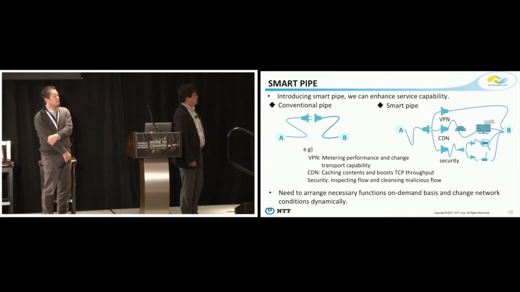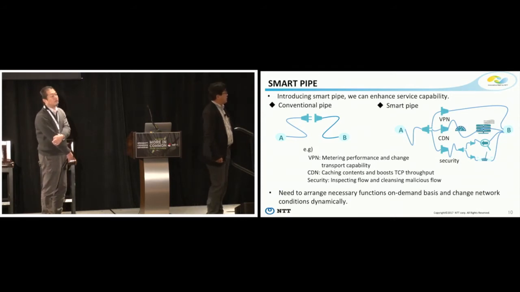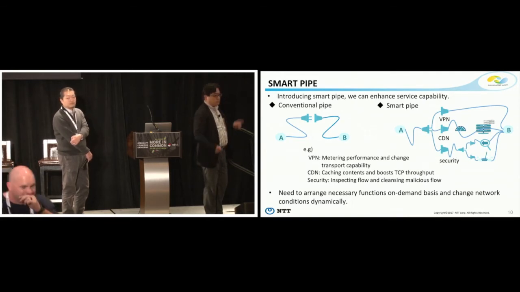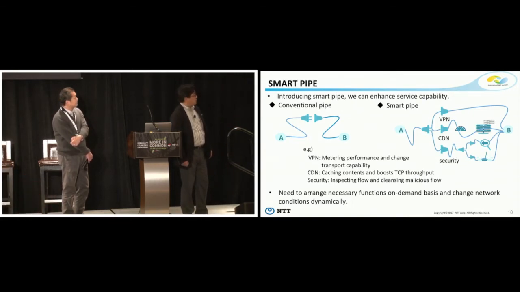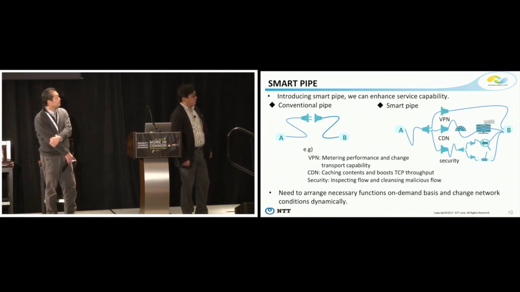As I said, flexibility and agility is very important. So we would like to introduce smart pipe using the carrier edge PaaS. As you know, a conventional pipe only provides a connection between user and application and is very stable. On the other hand, with smart pipe, we can utilize the pipe for multiple purposes and change the pipe condition in very dynamic manners.